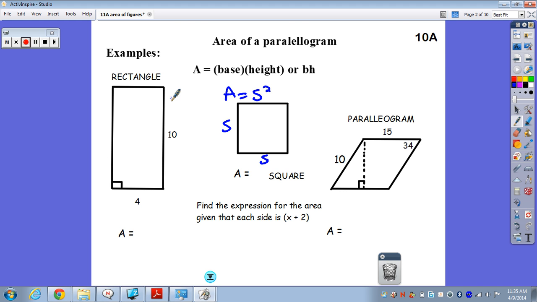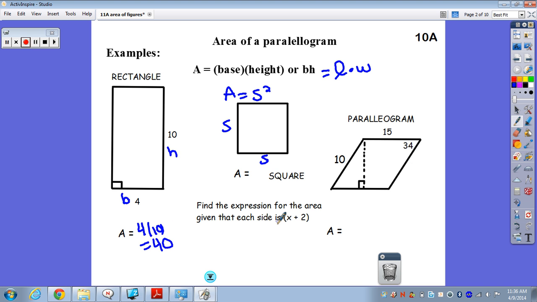So for this first one, we have a rectangle, base times height. You can also say length times width. It doesn't matter. So this one, the base is 4, the height is 10. So the area is 4 times 10, which is 40.